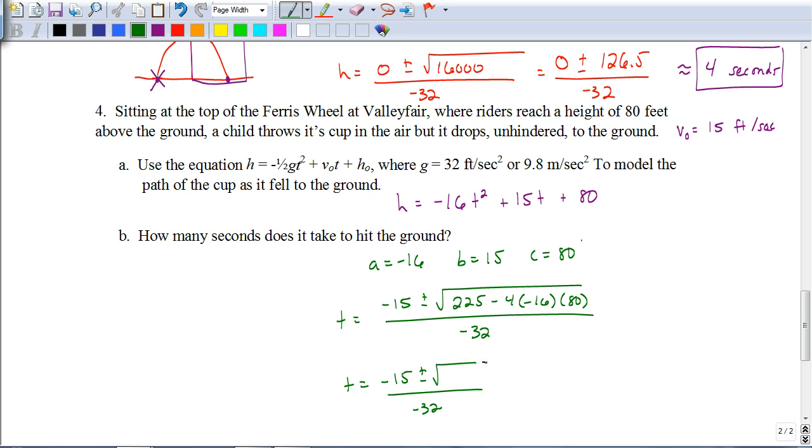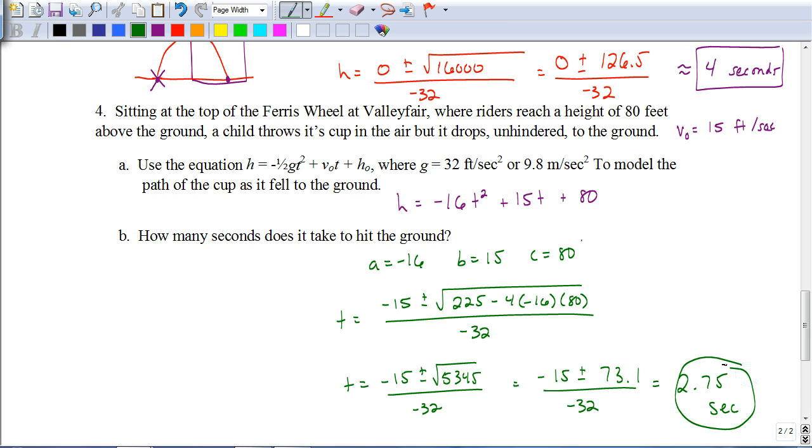So when you simplify that under the radical, your answer is 5,345. And the square root of that is about 73.1, we'll say. So negative 15 plus 73.1 would give me a positive answer, divided by negative 32 would be negative. So what I want to do is use negative 15 minus 73.1 divided by negative 32, which gives me 2.75. So it would take about 2.75 seconds for it to hit the ground.